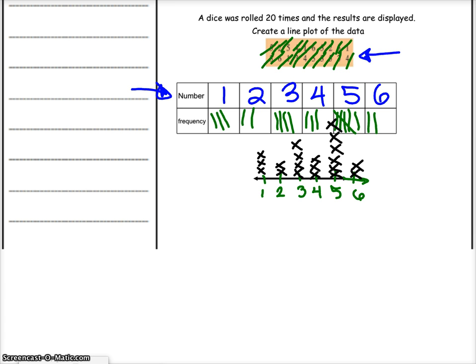What a lot of kids do is they skip right by the frequency table and create their line plot. They're like, well, instead of tallying, I can just put an X where it is. And you're welcome to do that too if you want.